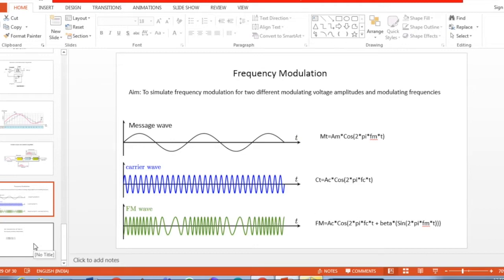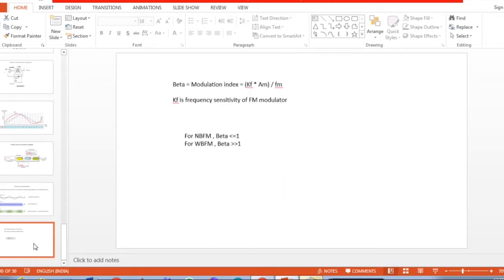Here, beta is the modulation index. It is equal to Kf into Am by fm. Kf is the frequency sensitivity of the frequency modulator. We have two types of frequency modulation, narrow band FM and wide band FM, based on the value of beta. If beta is less than 1, or equal to 1, or just slightly greater than 1, then it is narrow band. Else, if beta is very large, much larger than 1, we have wide band FM.